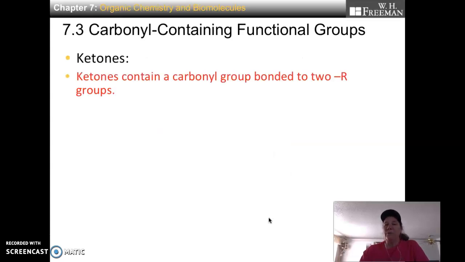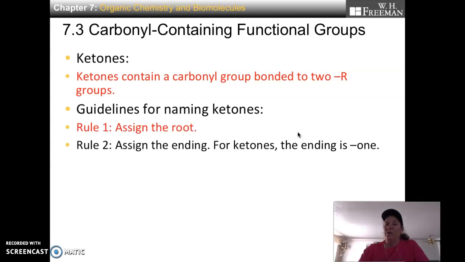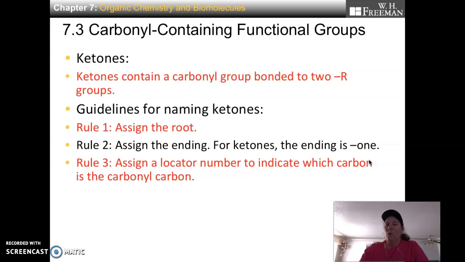A ketone is a carbon double bond O, but it's not on the end. So you're going to have two R groups. When they say R group, that's just a carbon chain, on either end. It's not on the end like the aldehyde was. It's in the middle. Again, you assign the root, you add the ending. The ending of a ketone is ONE. So if it was pentane, it would be pentanone. And then you have to say which carbon it's on, because it's in the middle. It's not on the end.